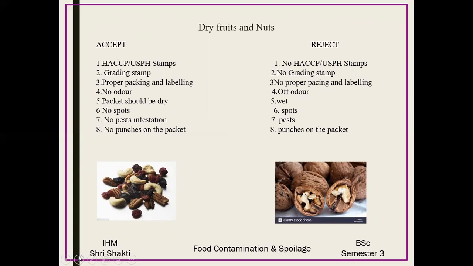Dry fruits and nuts: HACCP USPH stamp, grading stamp, proper packing, proper labeling, no odor, the package should be dry, no spots, no pest infestation, no punches on the packet, accepted. No HACCP USPH stamp, no grading stamp, no proper packing, no proper labeling, off odor, the packet is wet, spots, pest infestation, punches on the packet, rejected.